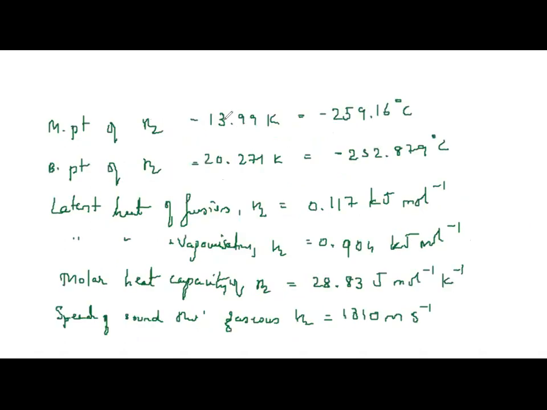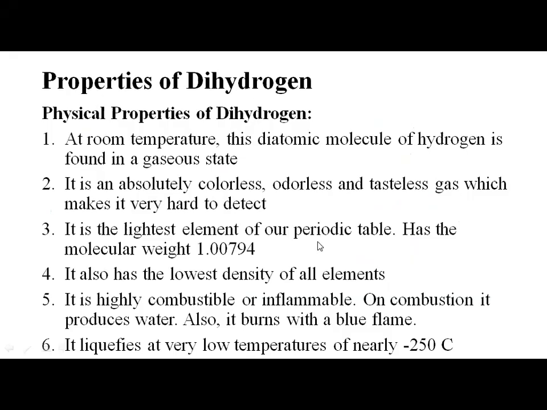Melting point of hydrogen is 13.99 Kelvin or minus 259.16 degrees Celsius. Boiling point is minus 252.879 degrees Celsius. Latent heat of fusion 0.117 kilojoules per mole, vaporization 0.904 kilojoules per mole. Molar heat capacity is roughly 28.83 joules per Kelvin per mole. Speed of sound through gaseous hydrogen is 1310 meters per second. So these are the physical properties of hydrogen.